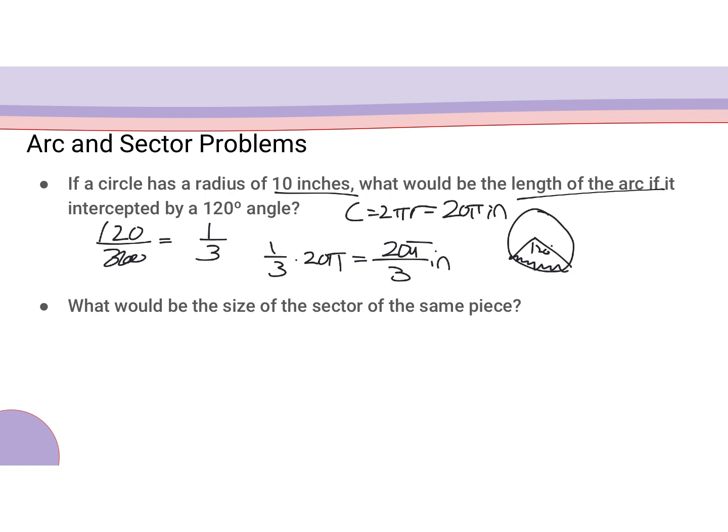In this same question, what about the area of the sector? Same concept, but instead of doing the circumference, I'm going to say that the area is 100 pi. So 120 is 1/3 of 100 pi, and that gives me 100 pi over 3 inches squared. So the area of that sector is 100 pi over 3, which is approximately 100, a little bit more. And likewise, the arc is approximately 20.